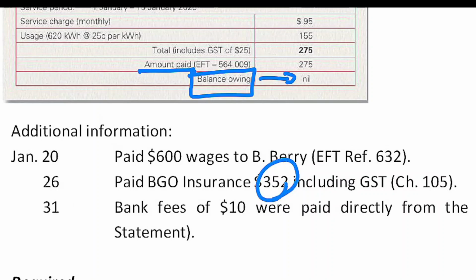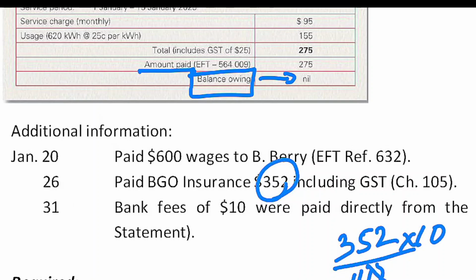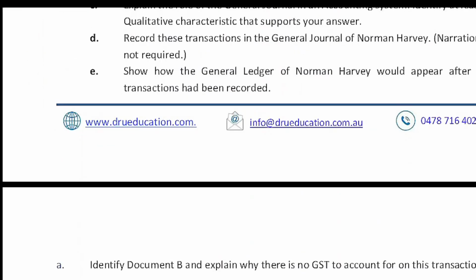So then how much is it? Otherwise you can divide by 11. Why? Because you divide by 110 times by 10 to calculate the GST. Effectively you are dividing it by 11. So what's the answer? 32 is the GST. So without GST how much? 320. Yeah, you times it by 10. Okay, Dian?